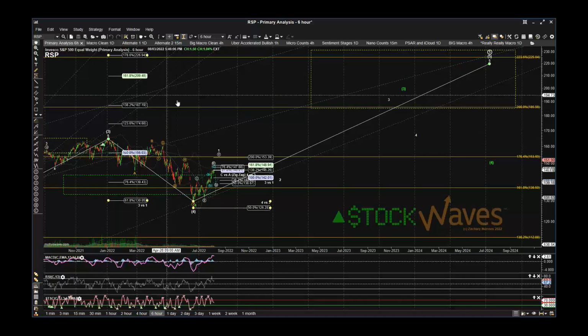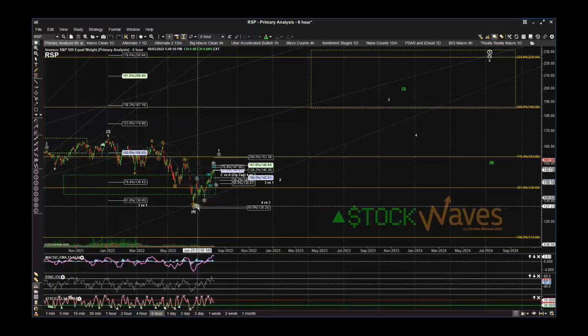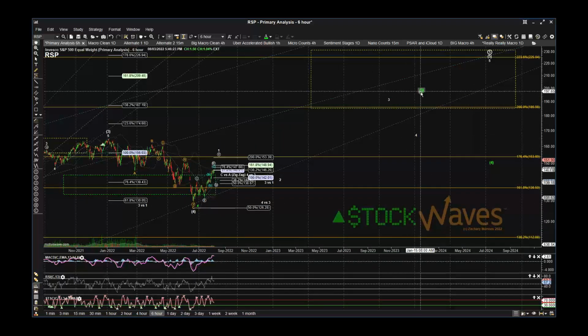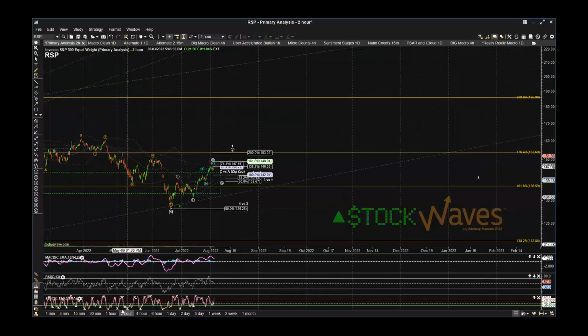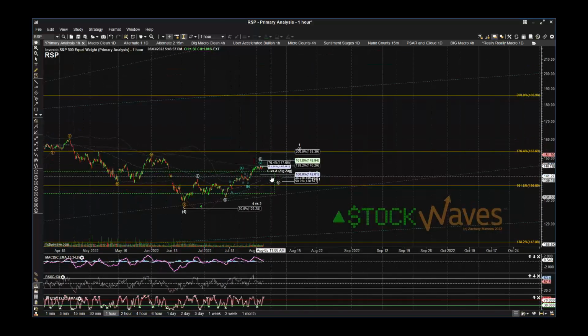RSP is the equal weight version of the S&P. But I do have an alt where I kept it as a green, more bullish alt, where we can get 5 waves up, but that is just completing the green 5 of the parentheses wave 3 and getting another fourth and a fifth wave to much higher than the 230s, similar to what we're looking at on the Dow. But the structure off the low really doesn't matter for our purposes.